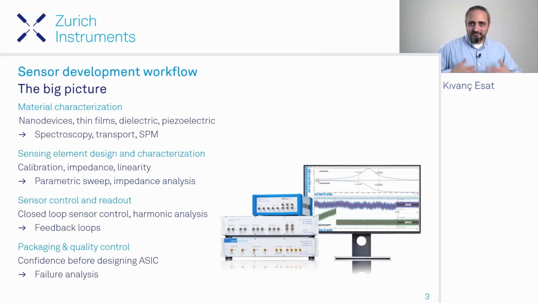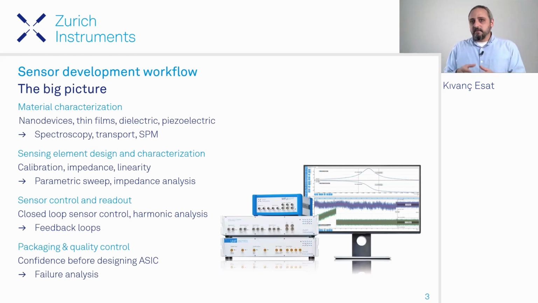So let's just dive into it. Let's start by looking at the typical sensor development workflow with these 4 stages. The first stage is characterizing the material itself, which can be a nanodevice, a thin film, a dielectric or a piezoelectric material, for example. And there are various methods to characterize their behavior. It can be optical spectroscopy, transport, or imaging, for instance.